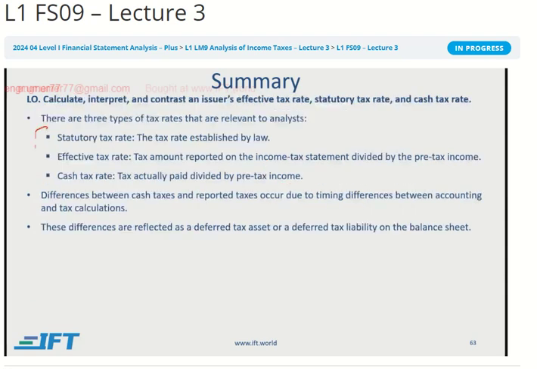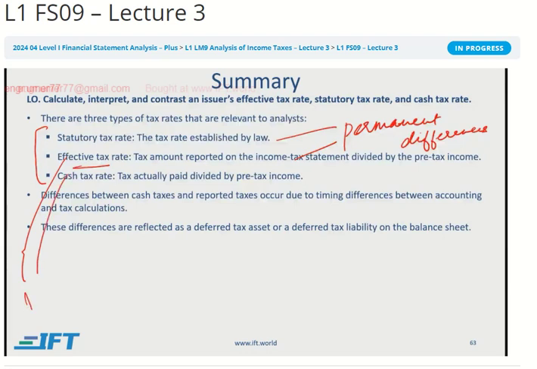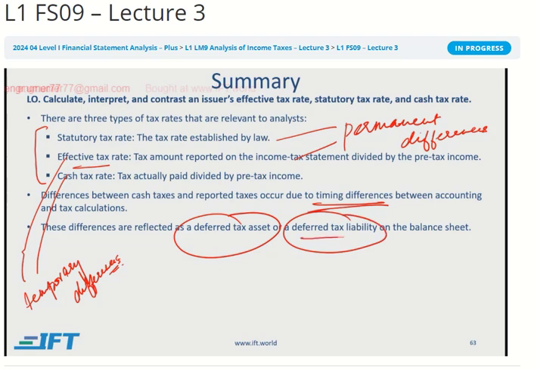All right, and we also talked about the differences between statutory tax rate, effective tax rate, and cash tax rate. So these two differ because of your permanent differences, right? Which could make your effective tax rate lower or higher. And the cash tax rate difference with effective tax rate happens because of your temporary differences. Yeah, so that's your timing differences. And they give rise to deferred tax asset or deferred tax liability.